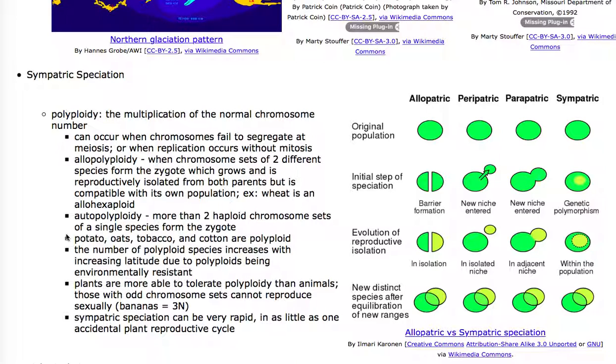A lot of plants are diploid, but many plants, especially those in agriculture, are polyploid because they're fast growers. So that concludes this aspect of patterns of evolution.